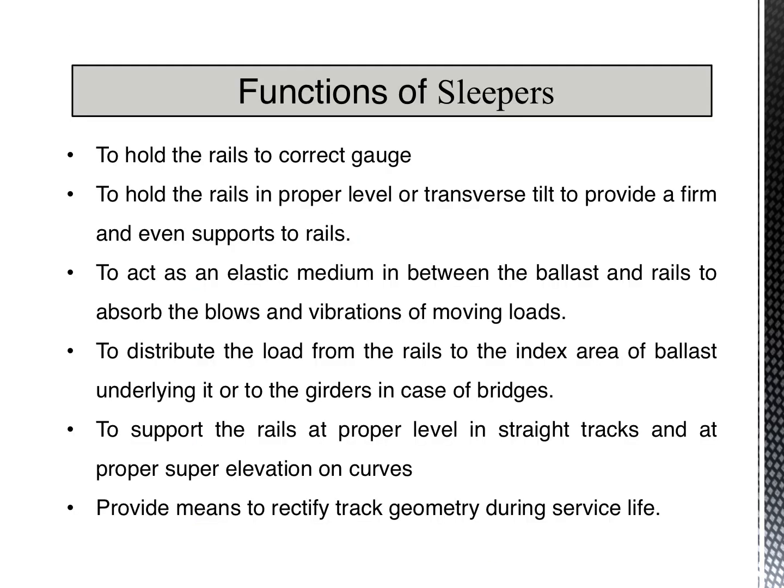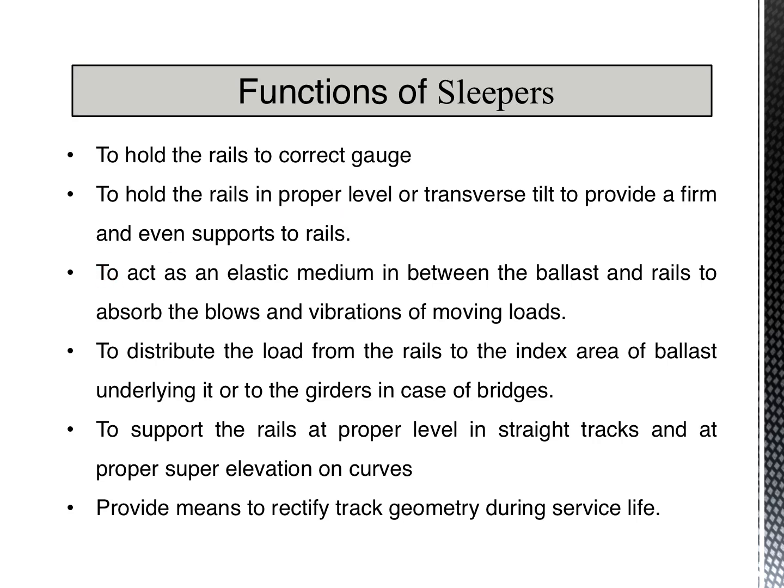Next, the functions: what functions must be fulfilled by the railway sleeper. The first function is to hold the rails to the correct gauge. What is the gauge? The distance between the inner ends of the rails. When the rails are fitted onto the sleepers, the sleepers must hold the rails and the correct gauge has to be maintained, and with the help of the sleepers the rails are held at the proper level, providing a firm and even support to the rails.